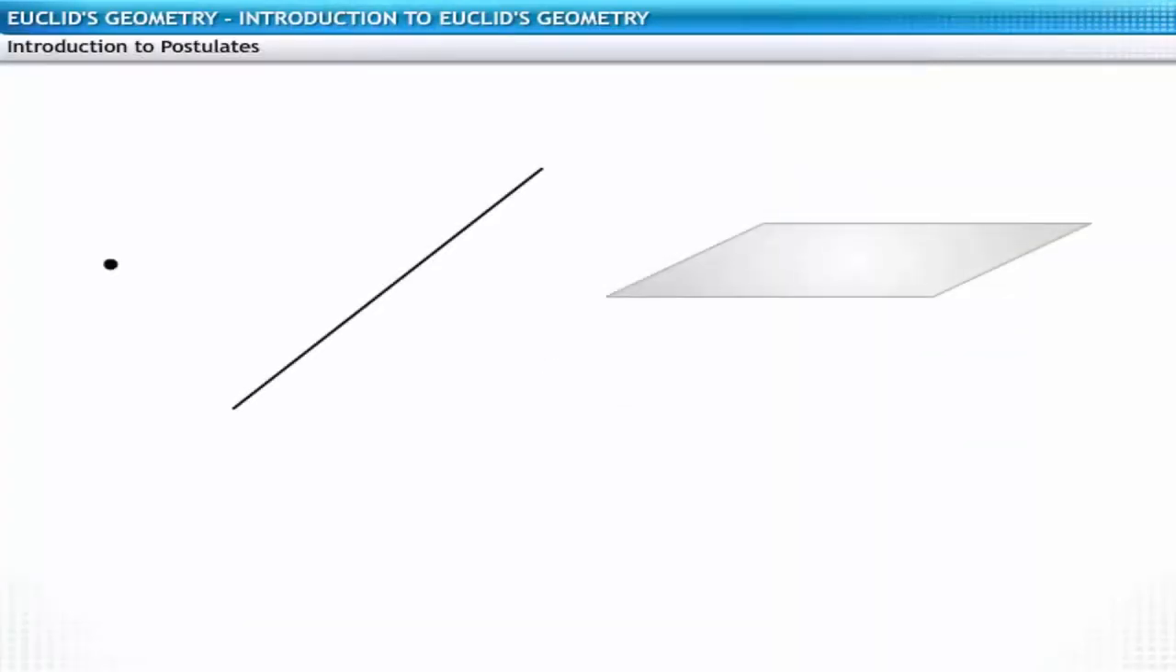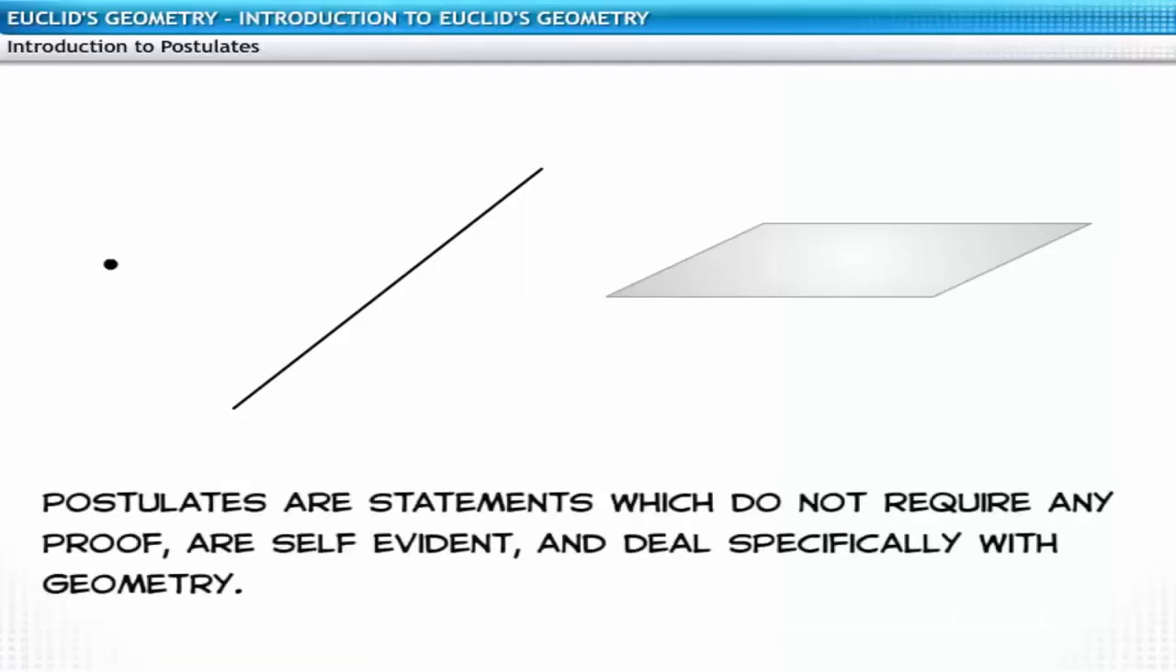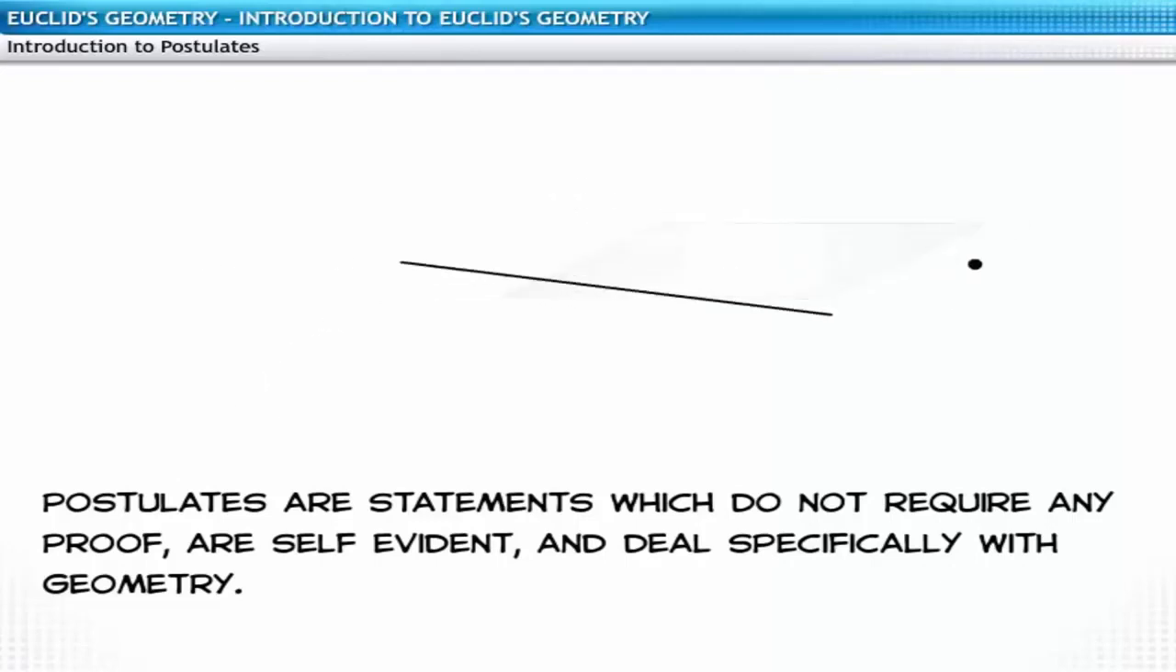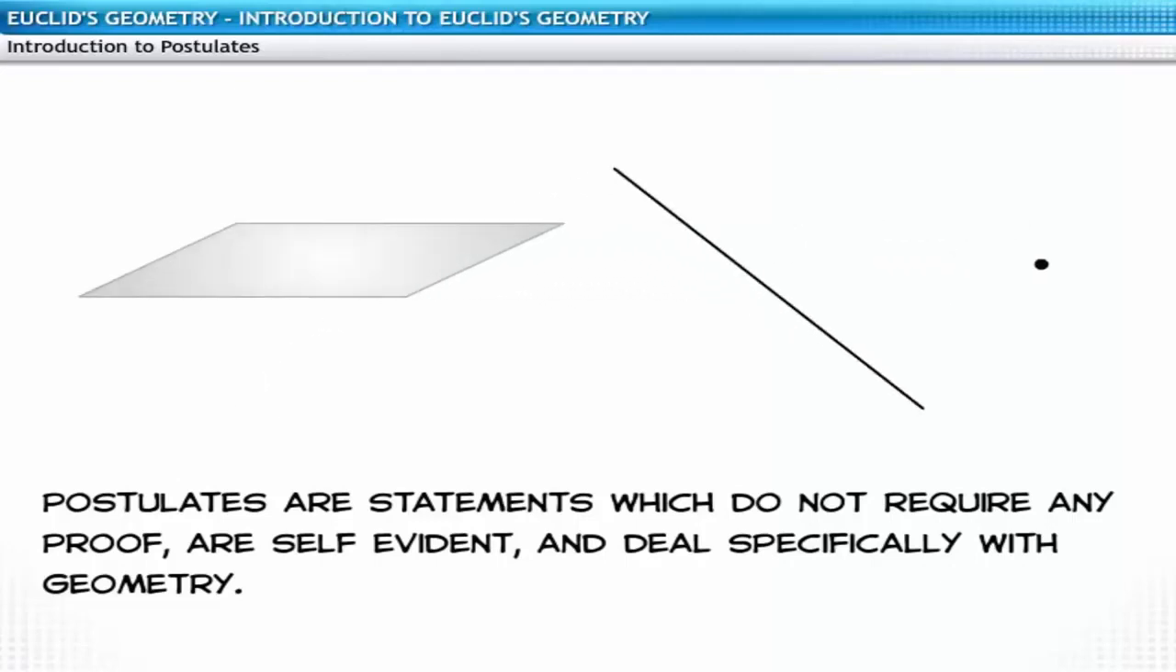Now that we have understood the definitions, we come to the next level of Euclid's geometry, the postulates. Postulates are statements which do not require any proof, are self-evident, and deal specifically with geometry. The postulates stated by Euclid evolved from the concept of point, line, and surface. Euclid stated 5 postulates. Let's try to understand each of these.